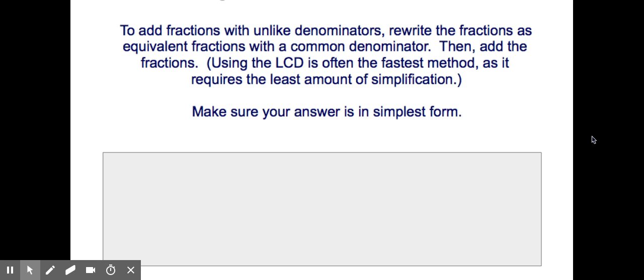Now let's tackle the next fraction, 1/3. 3 times what gives you 6? Times 2. Whatever you do to the bottom, you do to the top. 1 times 2 is 2. So now we created equivalent fractions with the same denominators. And that is called the least common denominator because it's the lowest one they have in common. It's the first multiple they have in common.